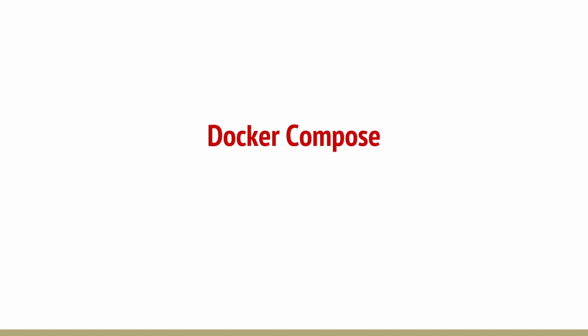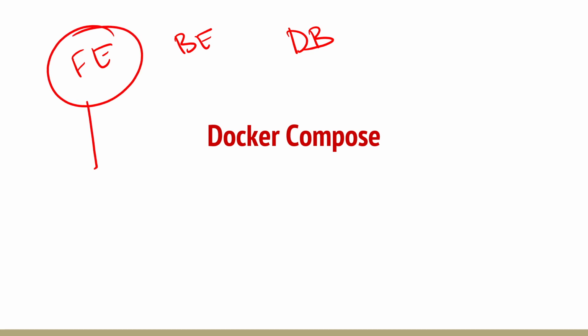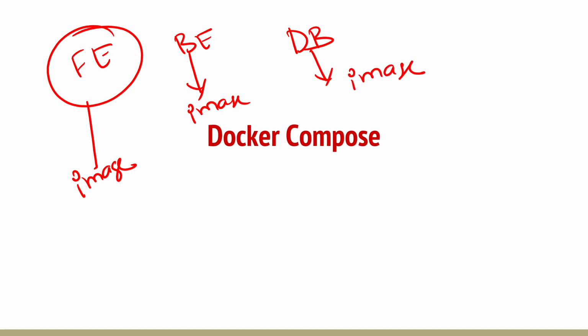Docker Compose. Let's say in a particular project you have a front end, a back end or some API logic, and you are using some database. We have studied that containers are independent, and each container should do only one task. So for the front end we have one container image, for the back end we have another container image, and for the database we have another. So there are three separate images for three different aspects of our application: front end, back end, and database.